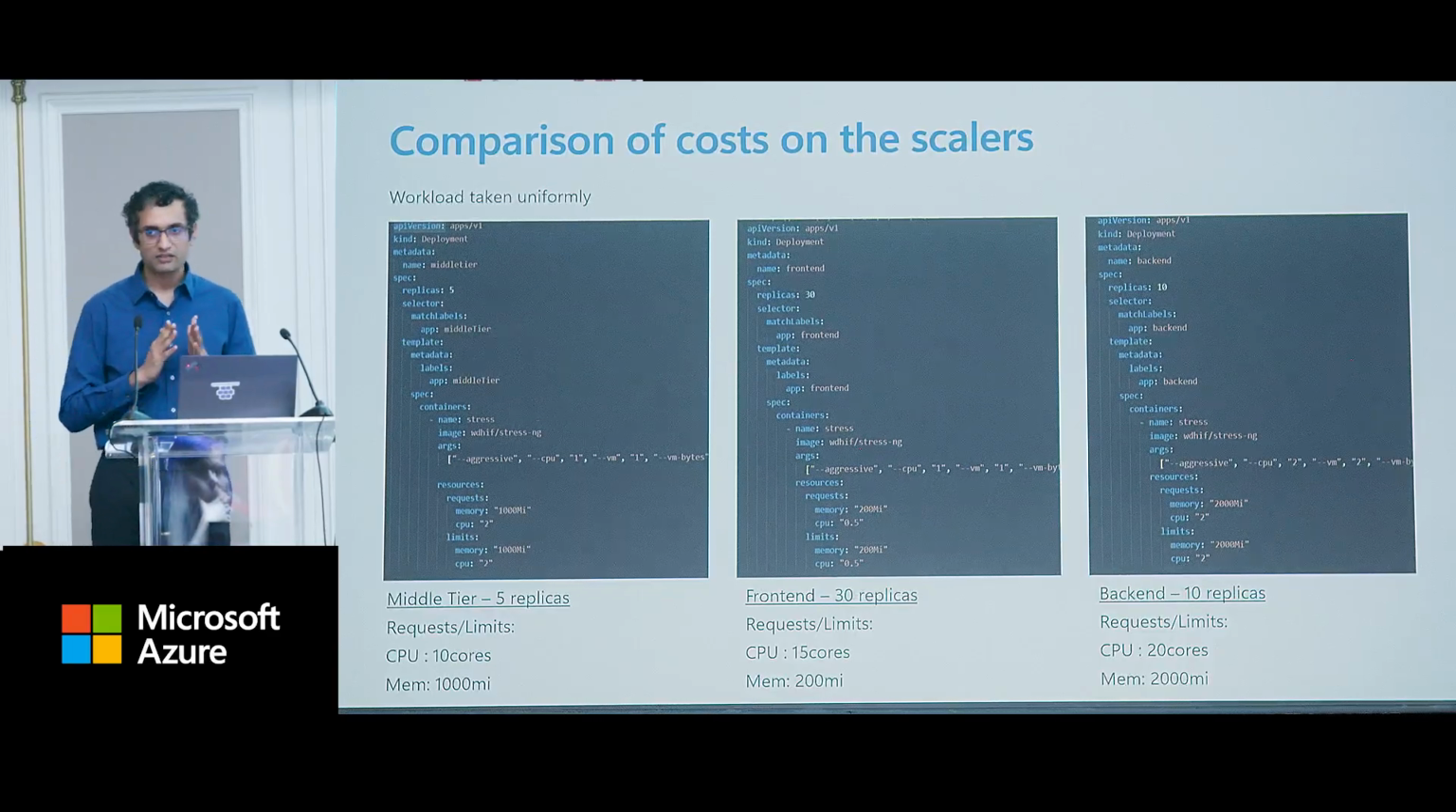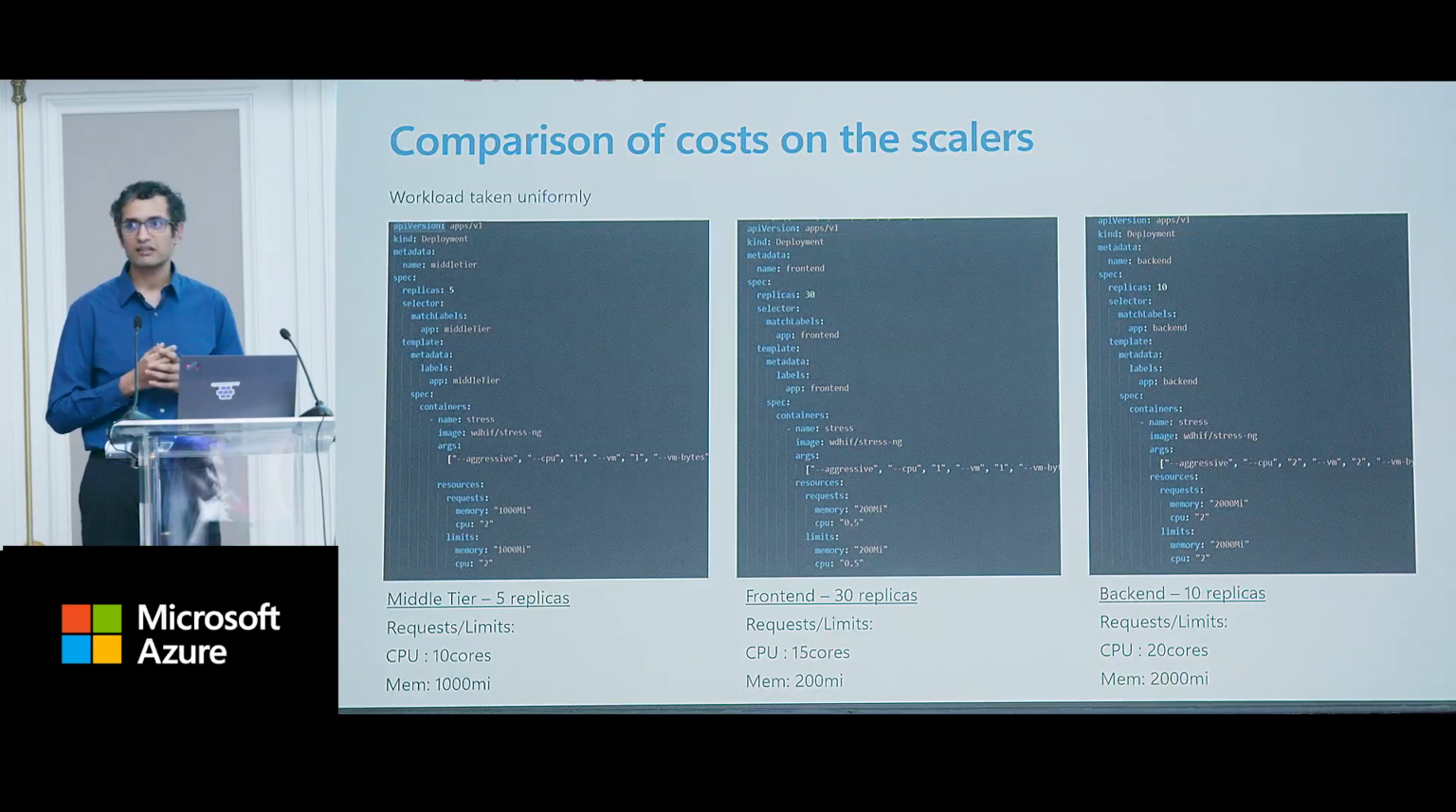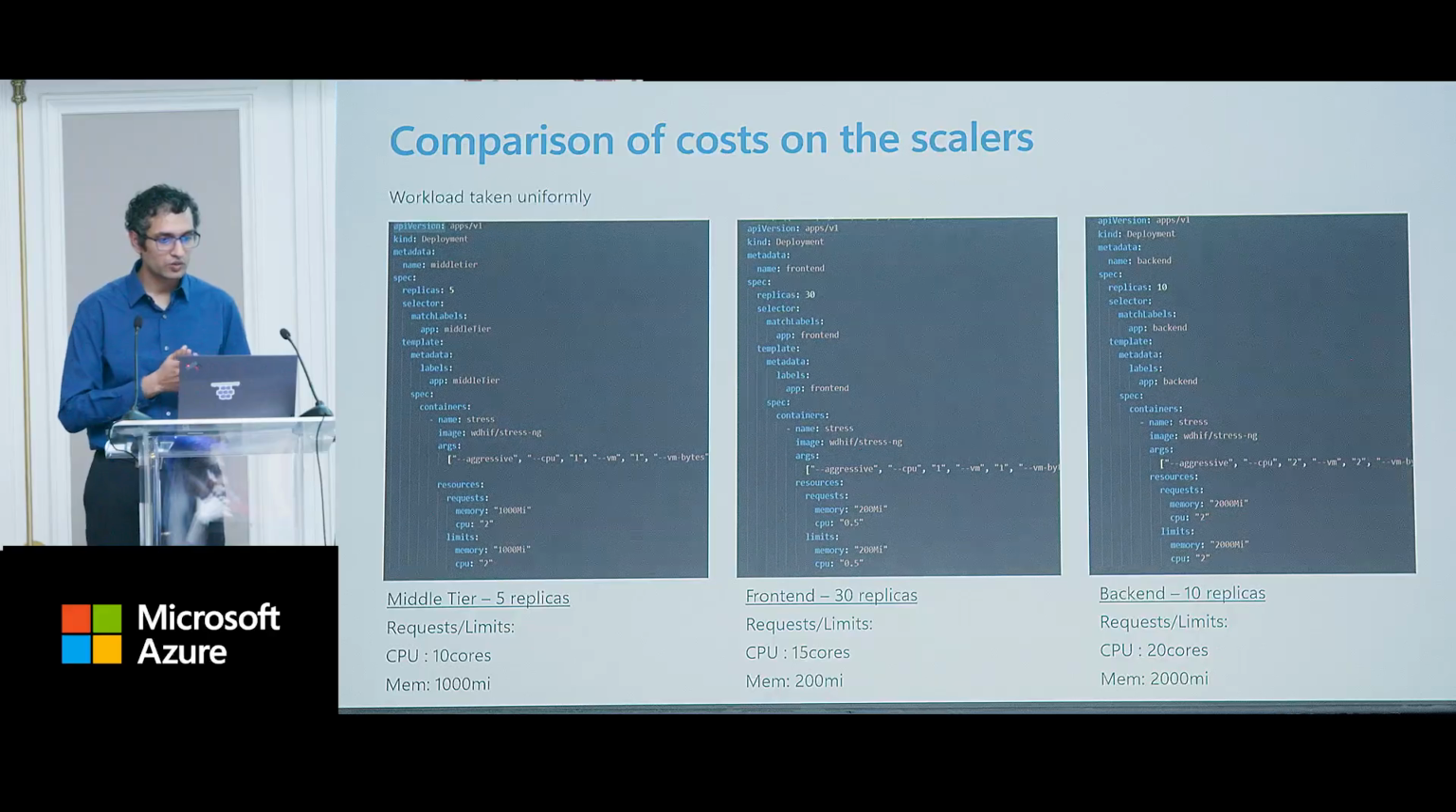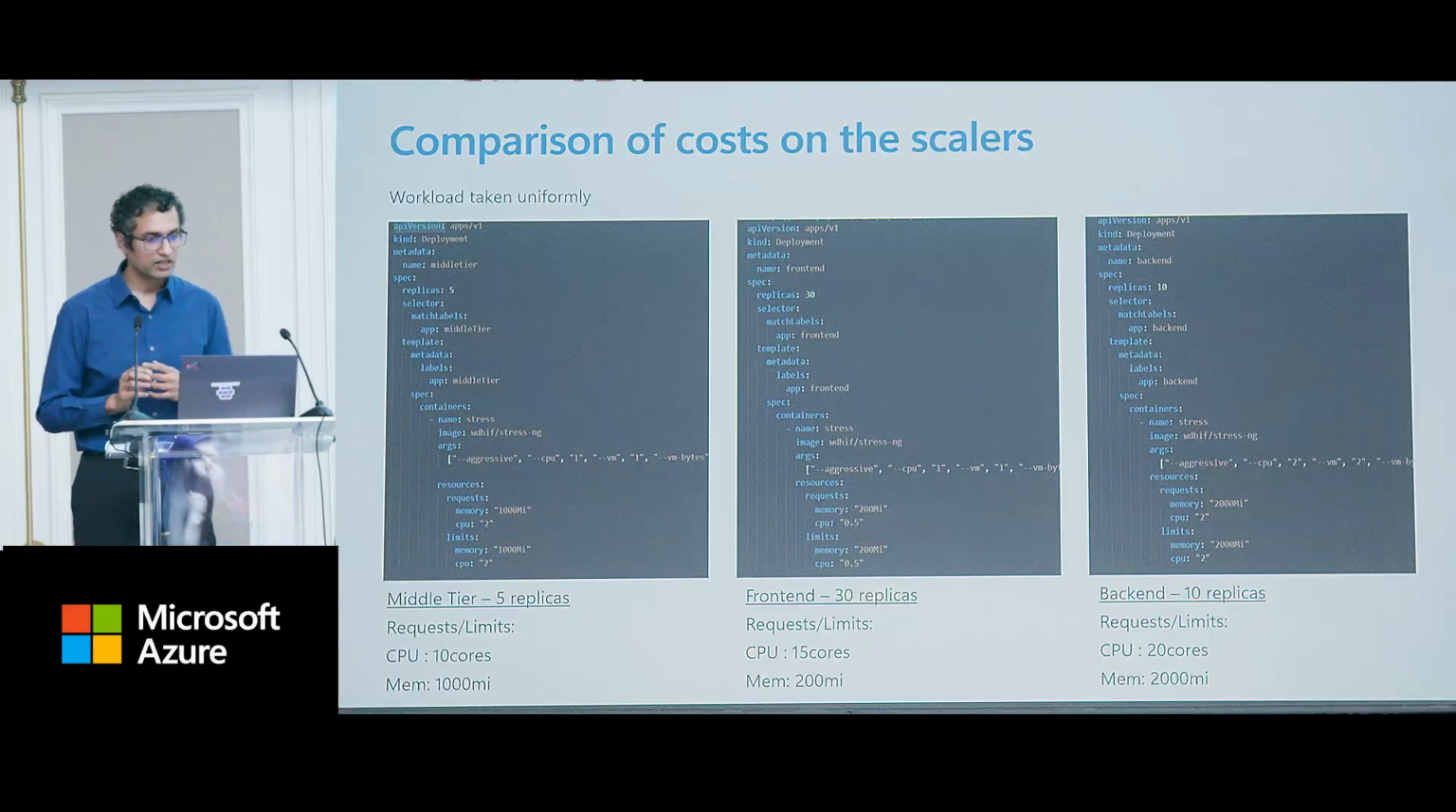So what we did here is we were comparing the three scalers. We took a very simple 3-tier application. So you can see, don't need to go through everything. There's a middle tier application of 5 replicas, 10 vCPUs, 100 megabytes. There's a front end, 30 replicas, 15 cores, 200 meg, and a back end where we have about 10 replicas that consists of a request of about 20 cores and 2000 meg.